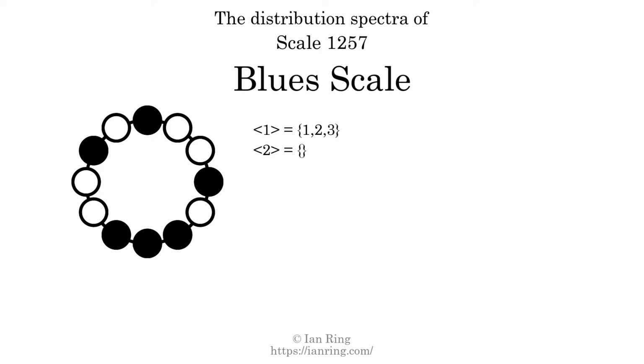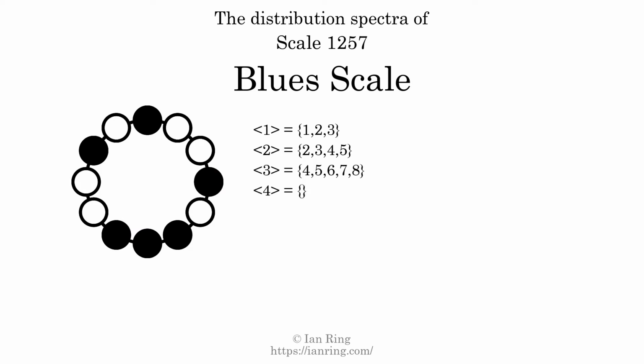The generic interval of 2 scale steps comes in 4 different specific interval sizes: 2 semitones, 3 semitones, 4 semitones, and 5 semitones. The spectrum width of this generic interval is 3. The generic interval of 3 scale steps comes in 5 different specific interval sizes: 4 semitones, 5 semitones, 6 semitones, 7 semitones, and 8 semitones. The spectrum width of this generic interval is 4.